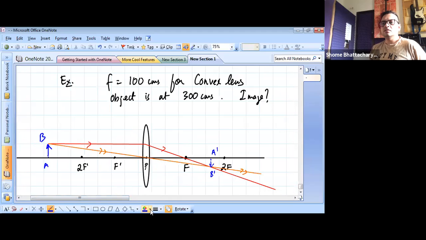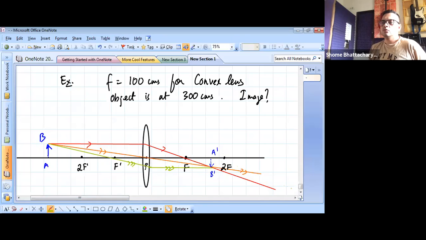Another ray you can consider, which will give you an easy result, is the ray which goes through the focal point. That becomes parallel to the principal axis after refraction. So you will have a ray also like this. Any ray through the focal position, after refraction, will become parallel to the principal axis. And all these rays will intersect to give you that common image.